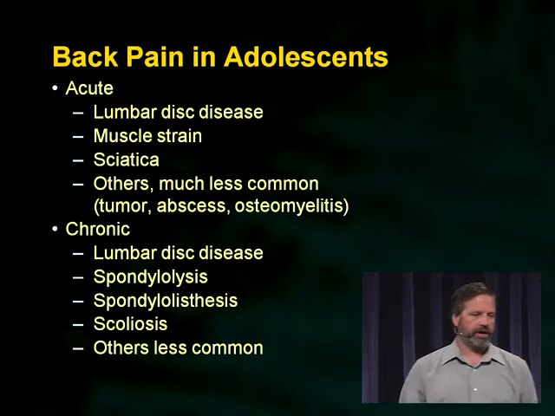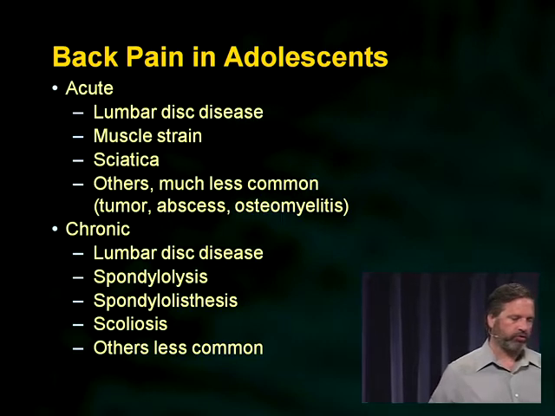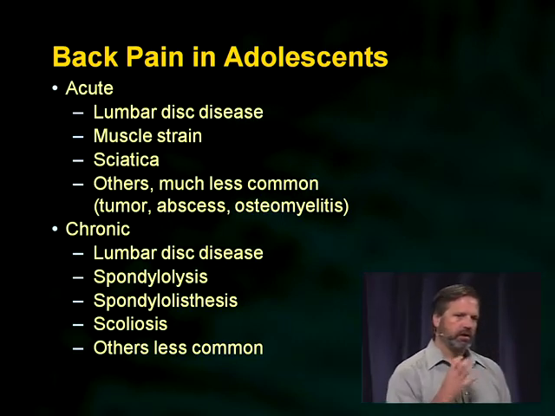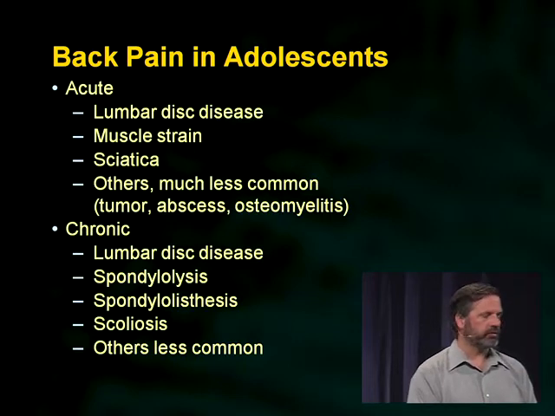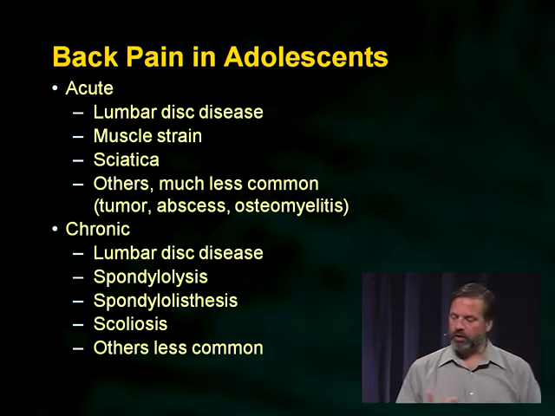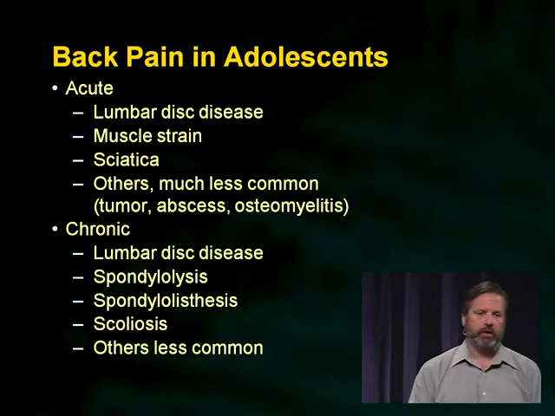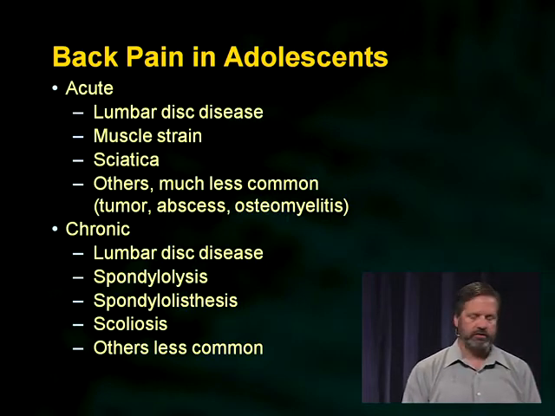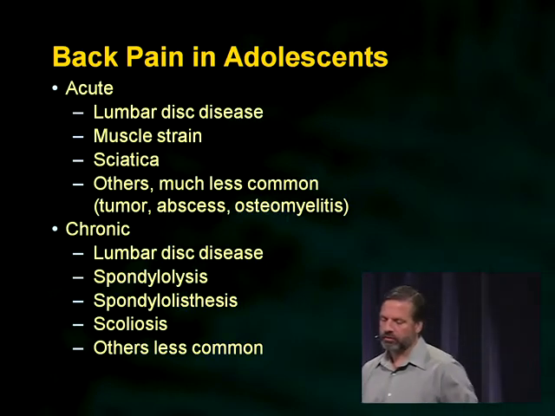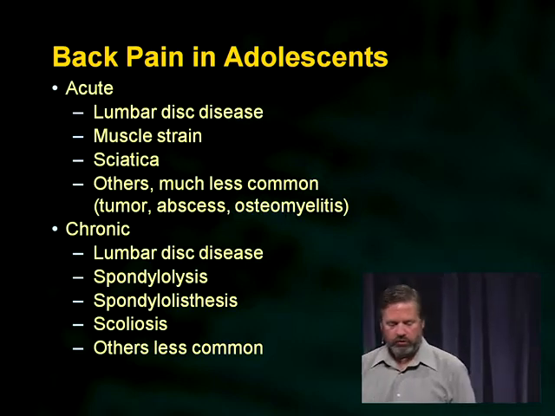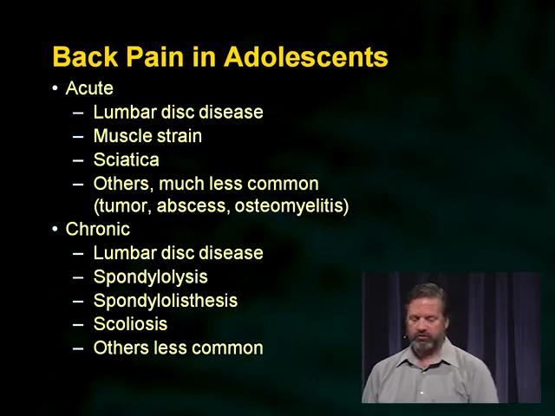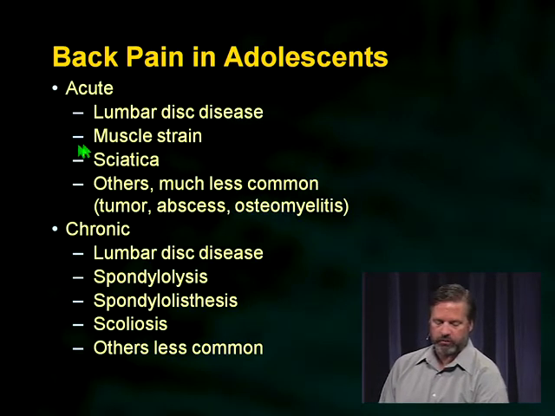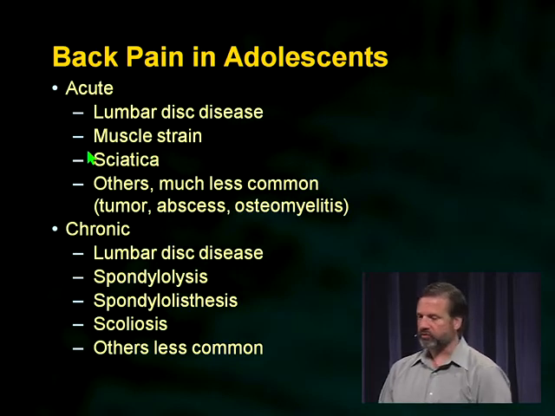Back pain is a great example of how to approach problems in adolescence because this is where you can't approach it like you would an adult. So even though some of the problems that occur in adults also occur in adolescence, the adolescents require a special approach. So let's separate it out into acute and chronic. Under acute, you have lumbar disc disease, muscle strain, which by far and away is going to be your most likely diagnosis in most cases.